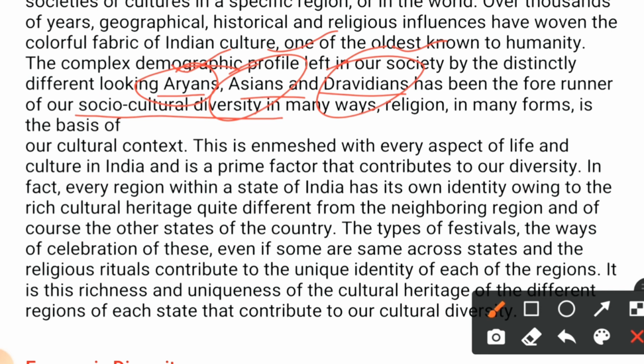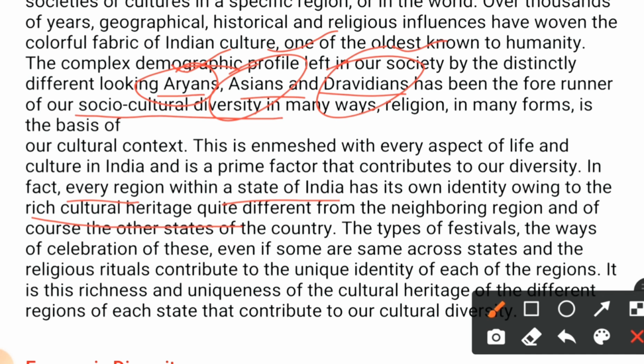This is amidst every aspect of life and culture in India and is a prime factor that contributes to our diversity. In fact, every region within a state of India has its own identity owing to the rich cultural heritage quite different from the neighboring regions and of course the other states of the country. Means our culture is different not only from our neighbors, it is also different at our state level, and at our country level.